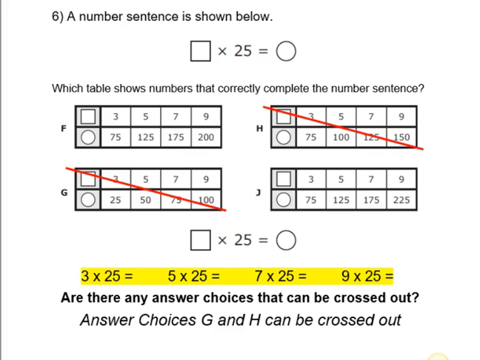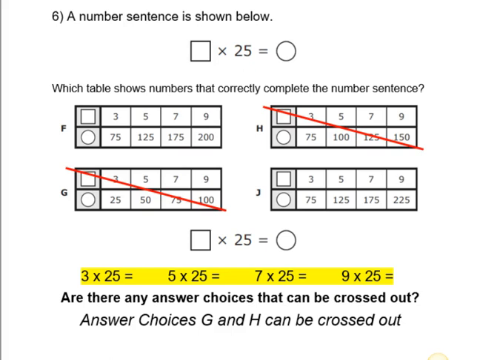Let's take a look. So for G, our circle is 25, 50, 75, and 100. Well, again, we said that, let's think of it as if we have quarters. 3 quarters is equal to 75 cents and not 25 cents. So we know that G is wrong. We can cross it out.